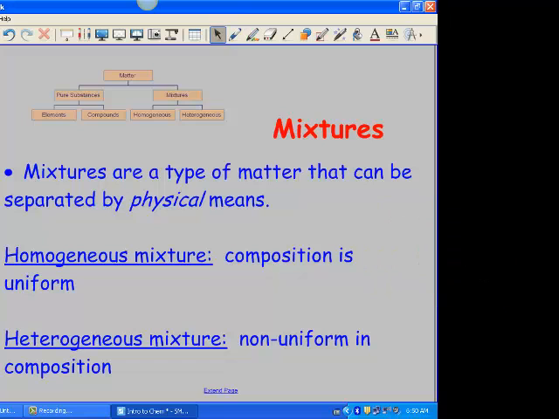Thinking about the meaning of the prefixes will help you remember the difference between these two mixtures. The prefix homo means the same, while the prefix hetero means different. Homogeneous mixtures are the same throughout, while heterogeneous mixtures are different throughout in their composition.